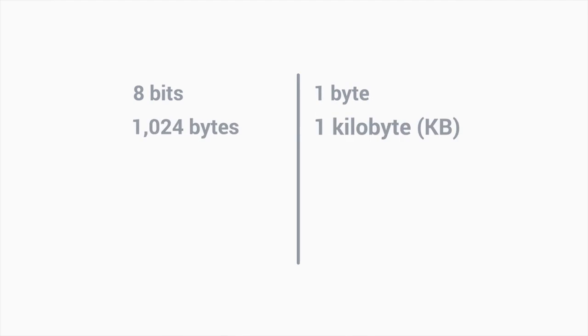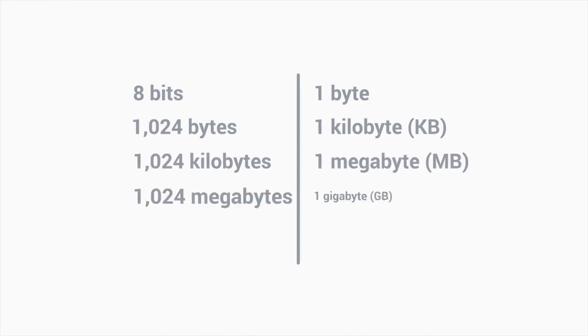The next largest unit is referred to as a kibibyte, but we typically use the term kilobyte. A kilobyte is made up of 1024 bytes. Here's a quick data conversion chart.